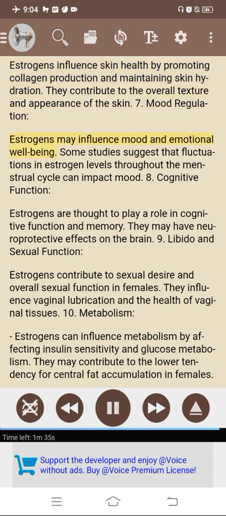7. Mood regulation. Estrogens may influence mood and emotional well-being. Some studies suggest that fluctuations in estrogen levels throughout the menstrual cycle can impact mood. 8. Cognitive function. Estrogens are thought to play a role in cognitive function and memory. They may have neuroprotective effects on the brain.